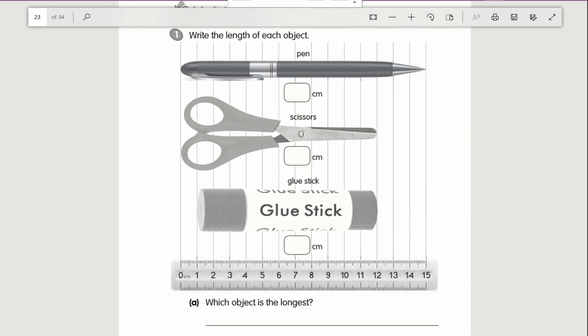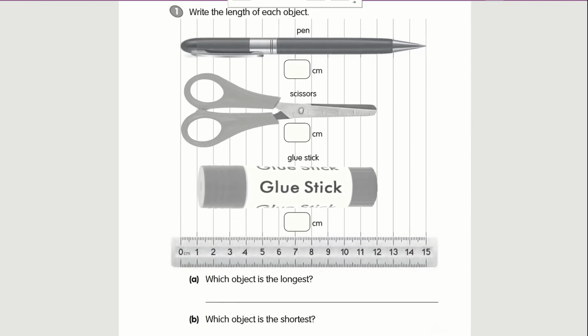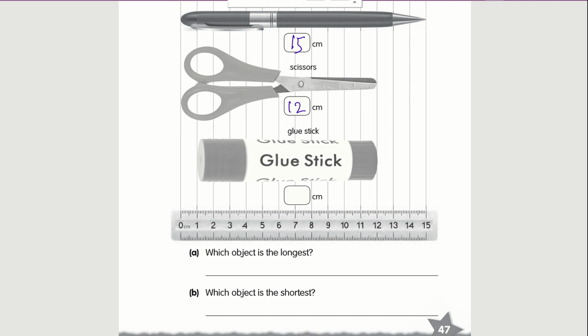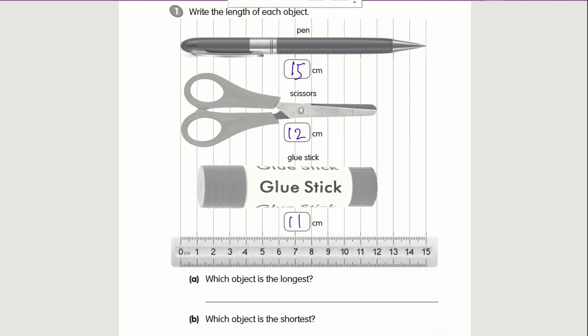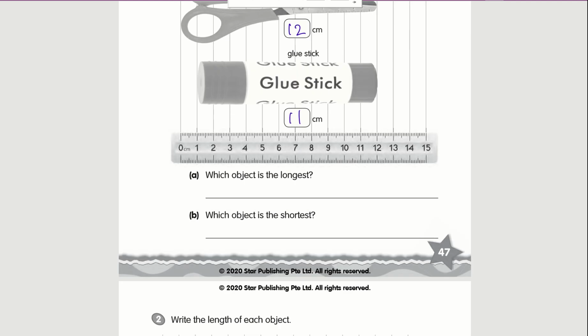Okay, for worksheet 10, all right, you're just supposed to write down the length of the object. So I'll write down, this is 15, this is 12 centimeters, 11 centimeters. Okay, so which object is the longest object? The pen is the longest object.